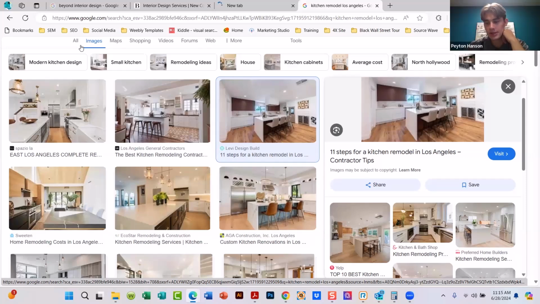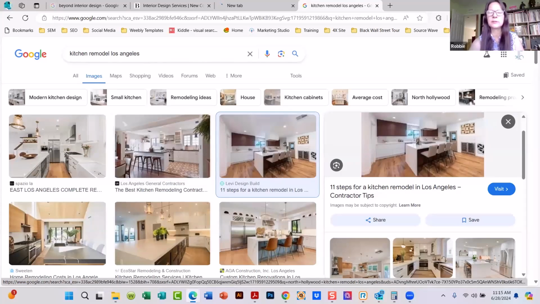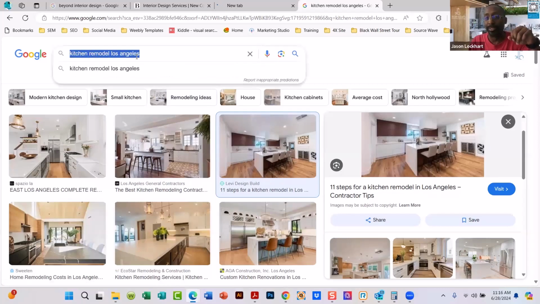What's showing, is that what you're talking about? On the right it says 11 steps for a kitchen remodel in Los Angeles, contractor tips. Is that what you're talking about right there? Yeah, this right here, nine times out of ten, is a blog that they wrote on their website. It actually had that in there, and they had the image and named it the same thing as the blog name, but it ties into what I typed in here as well. And so that's how that popped.